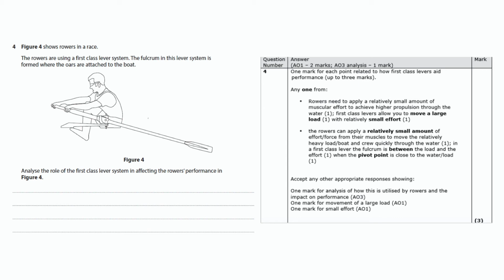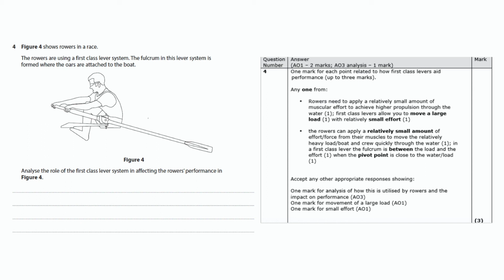So for the 1st mark, if you said in the 1st class lever system, the fulcrum is in the middle, and then you pointed out where the fulcrum was. The fulcrum is the top of the oar. That's going to be 1 mark. You want to talk about the load, show your knowledge of the load. The load in this lever system is the water. That's going to be another mark. You want to talk about the effort. The effort is coming from the biceps of the rower. That's going to be a 3rd mark.